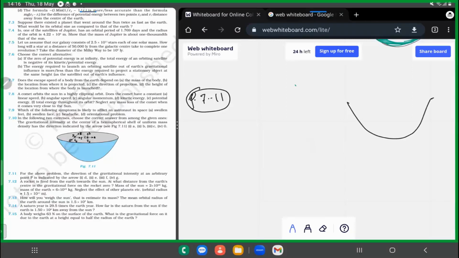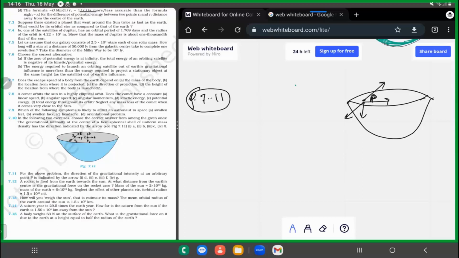This is your hollow hemisphere, and this is some point P. What can you conclude about this point P? There are four directions mentioned. One is this direction, another is this direction, one is completely downward, and the other is this direction.